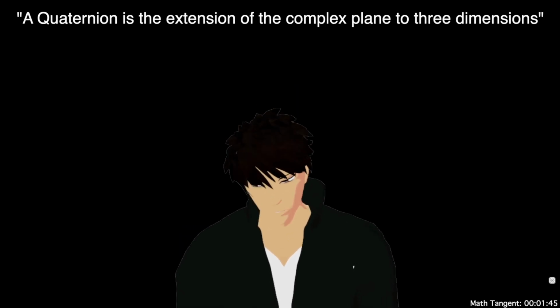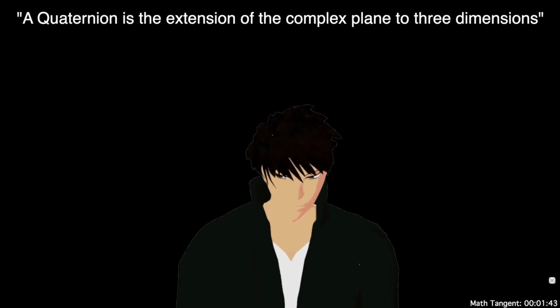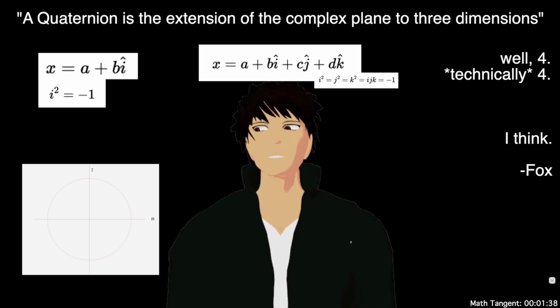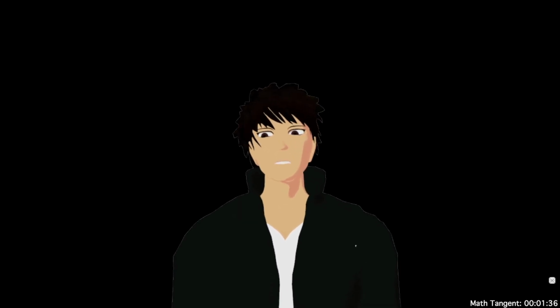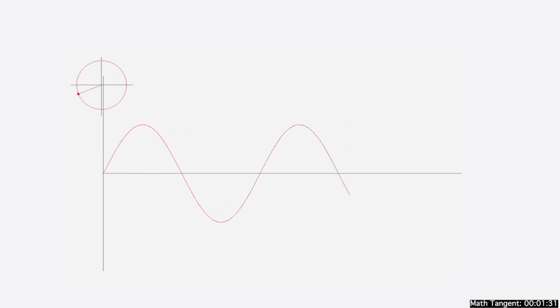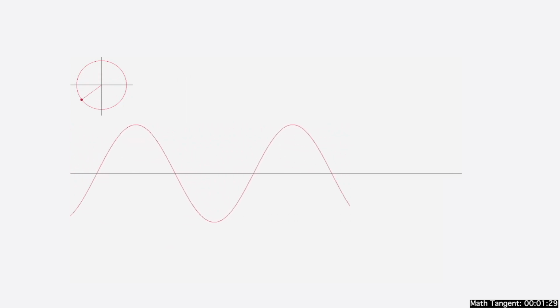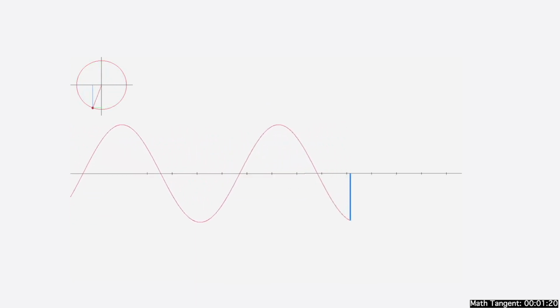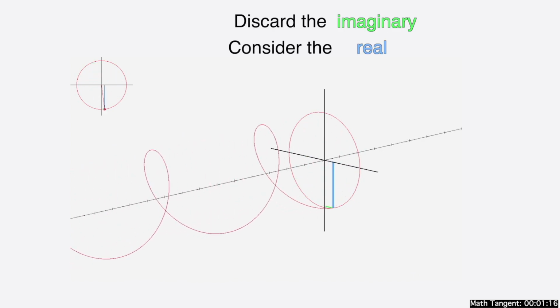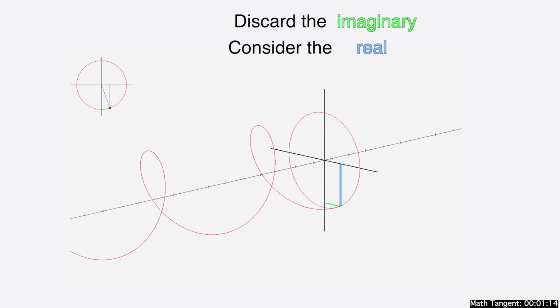Now, a quaternion is the extension of the complex plane to 3 dimensions. The complex plane is used a lot in electrical engineering and physics when analyzing waves, like a sinusoid, because it's a very convenient way of representing oscillations. We just think of the oscillation as being a rotation in the orthogonal plane, and when we're analyzing the actual physical phenomena, we discard the imaginary component and we only consider the real component.